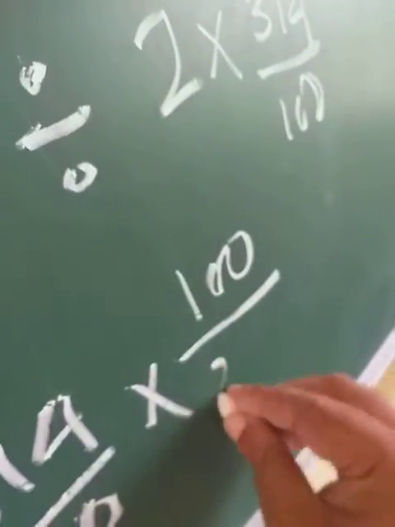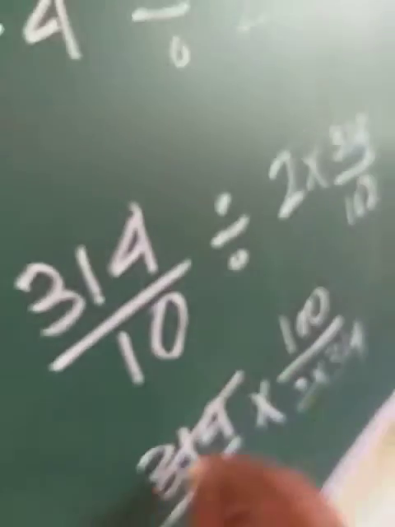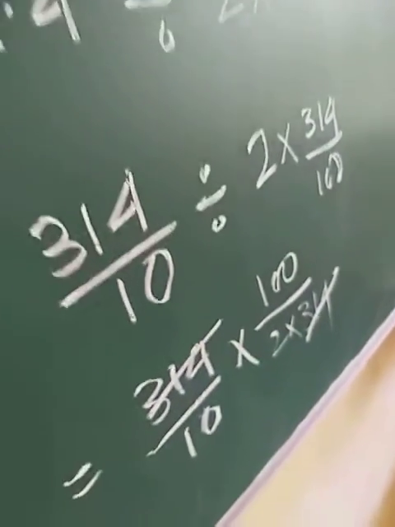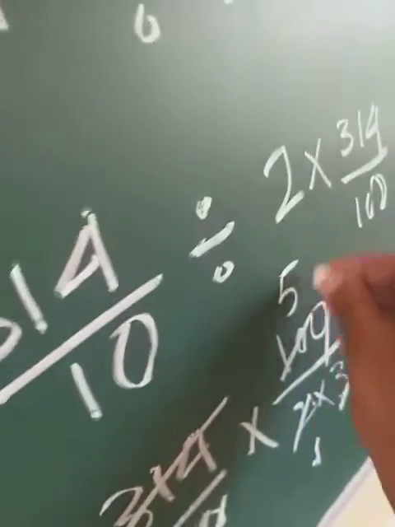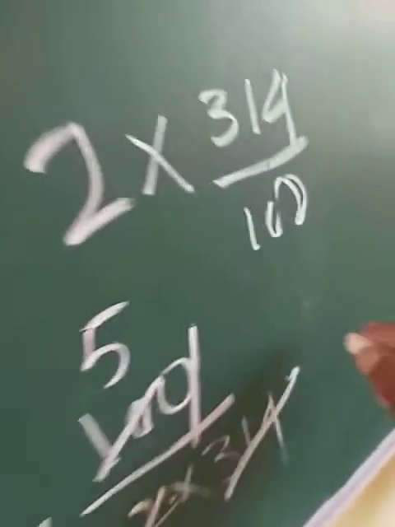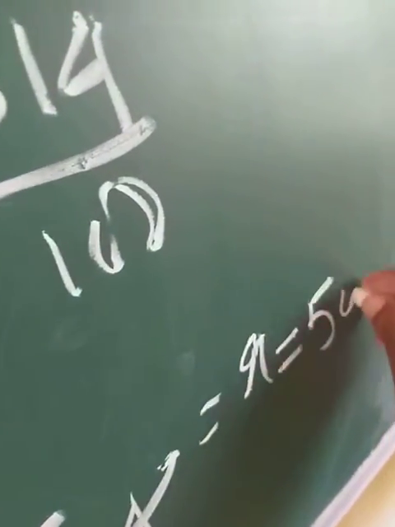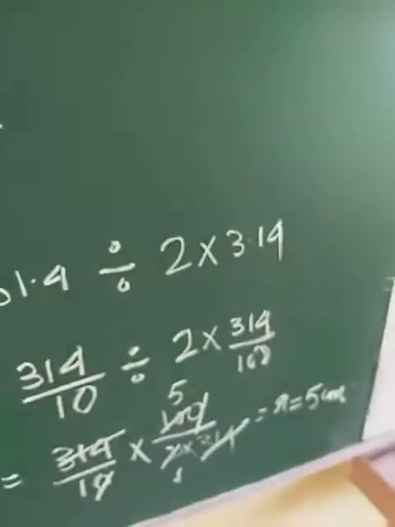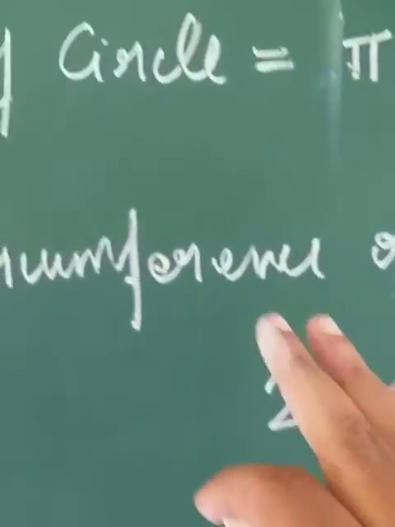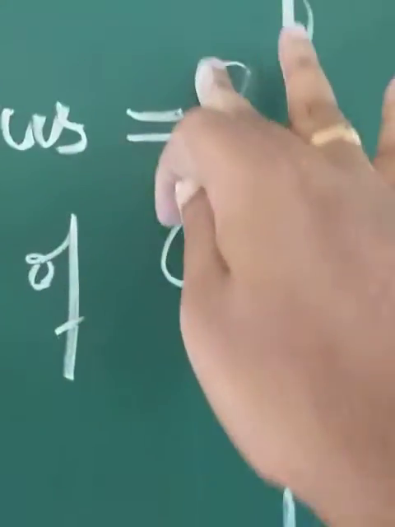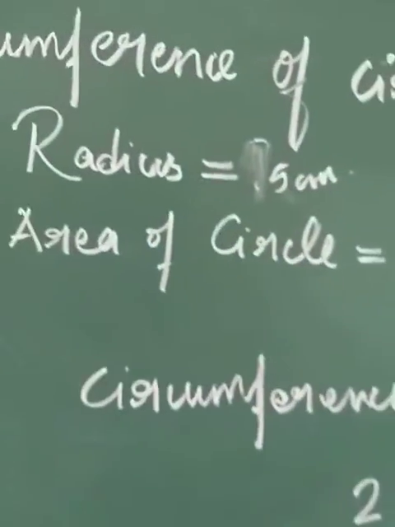Now the 314s will be cancelled. Now this 0 will also be reduced. Now 2 ones are 2, 2 fives are 10. So the value of radius is what? r is equal to 5 centimeter. Now your first target is fulfilled. That is, we now know the value of radius as 5 centimeter. So we'll write radius as 5 centimeters. Now we know the value of radius.